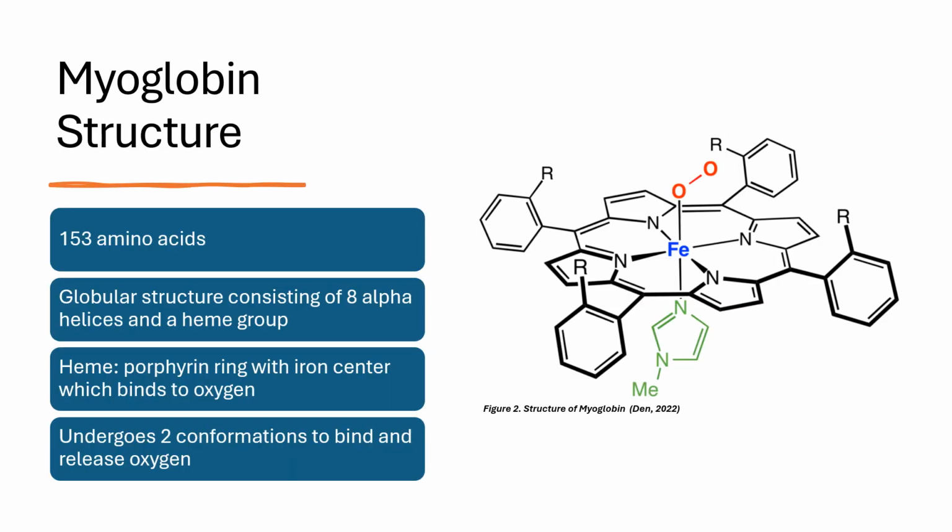Myoglobin is a globular structure. It has 153 amino acids and 8 alpha helices. In the center is the heme group, and the heme group consists of a porphyrin ring with an iron center. The iron center is actually what binds the oxygen, and it undergoes two conformations to bind and release oxygen. So in the R state, it binds to oxygen, and in the T state is when it's not bound to oxygen.